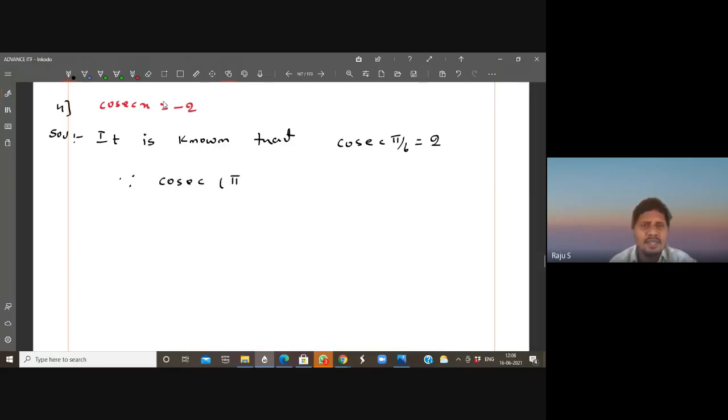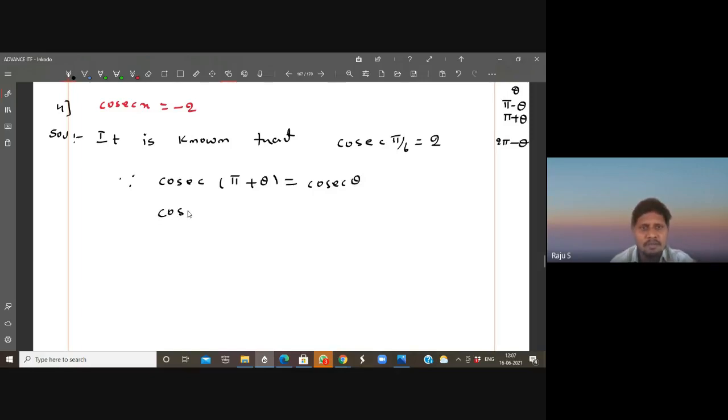See, in the question they have given a negative value. Cosecant is negative in which quadrant? Third and fourth. I said that in the third quadrant you should take pi plus theta, in the second quadrant pi minus theta, in the fourth quadrant 2 pi minus theta. First quadrant theta, second quadrant pi minus theta, third quadrant pi plus theta, fourth quadrant 2 pi minus theta. Cosecant of pi plus theta is equal to minus cosecant theta.